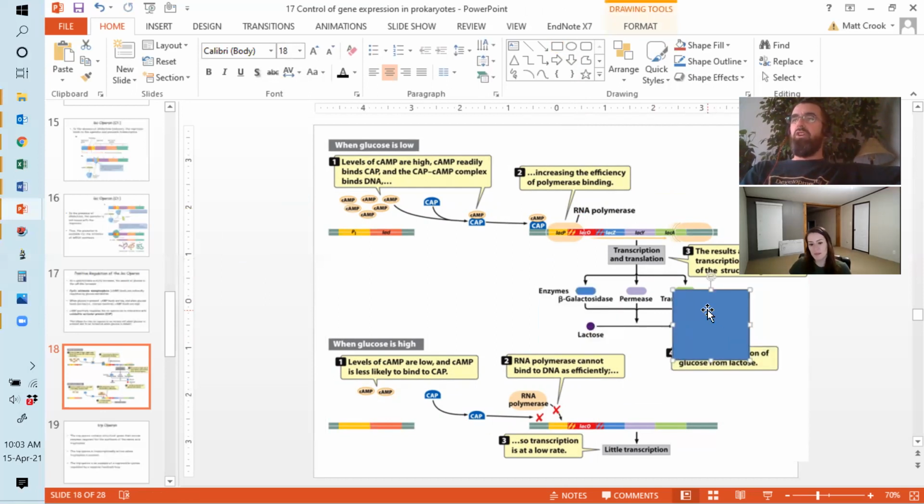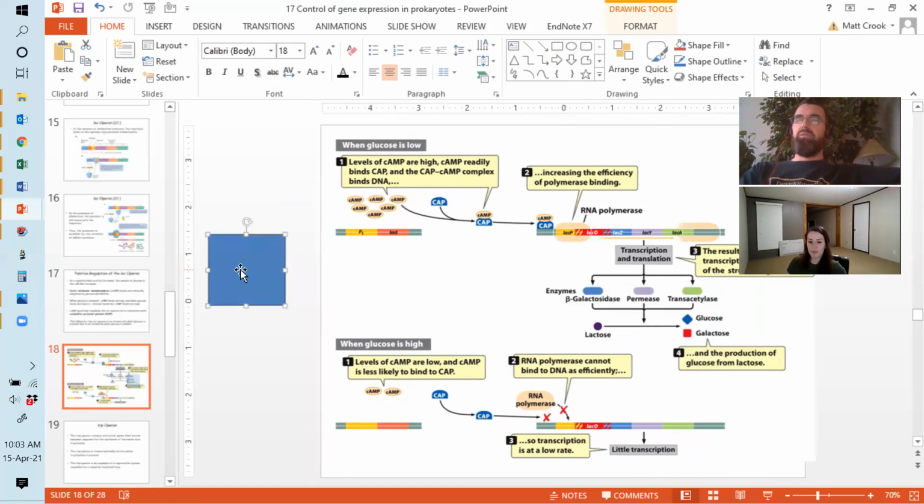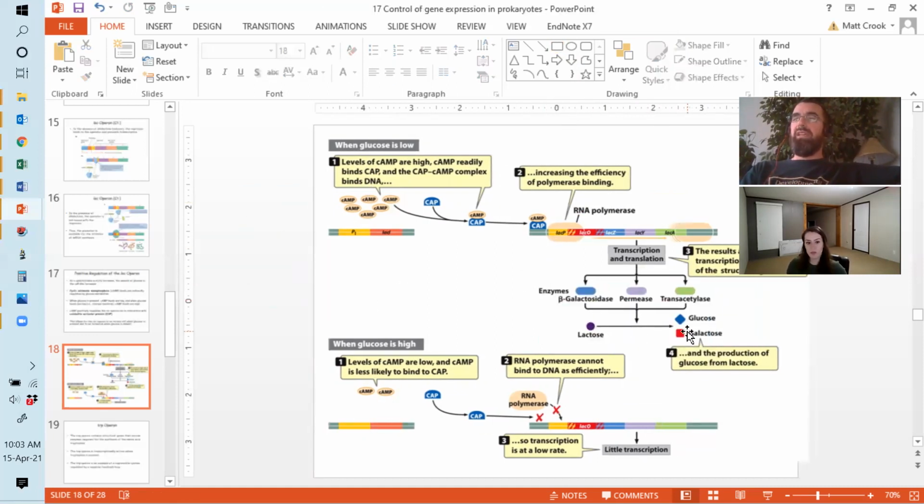Right? You've got no glucose present. Okay, cyclic AMP is going to be high. You want to have a lot of transcription from the lac operon. But once glucose levels start increasing, now you don't need to do this as much, right?